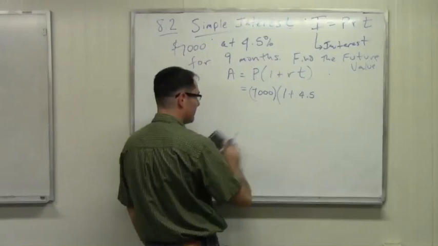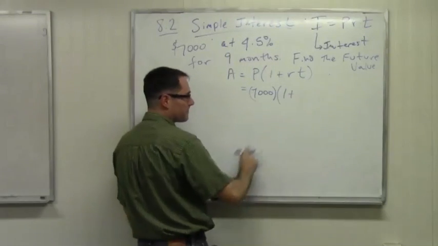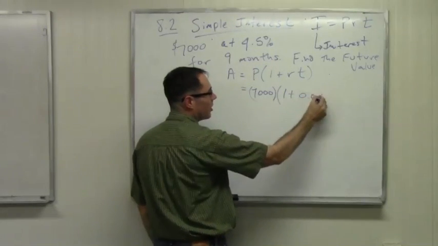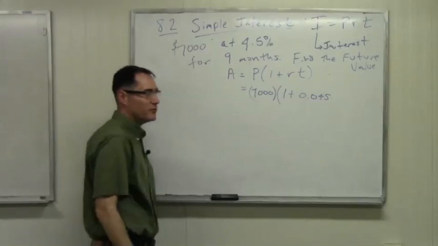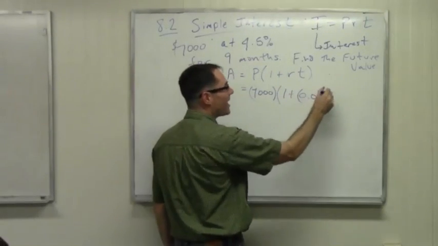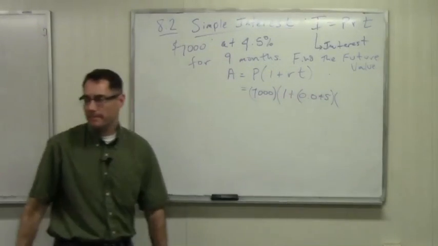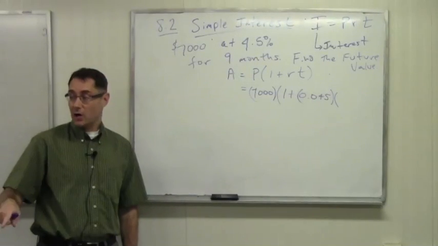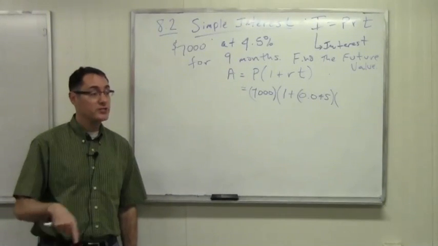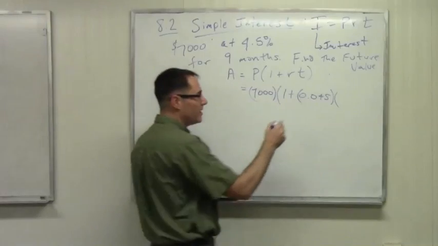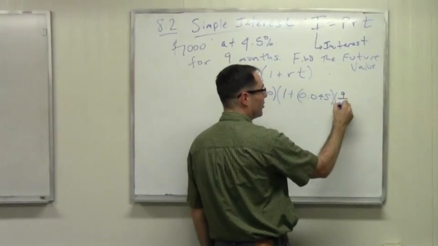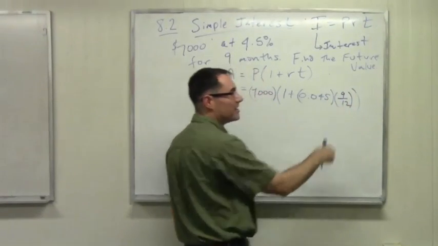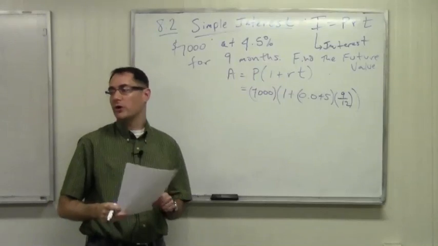Oops, sorry, not 4.5. What is it going to be? 0.045, right? Because we have to do it in a decimal. Times, and how much time are we going to put? We're going to put 9 over 12, which is 0.75. I'll write it as 9 over 12, because that's how many years you're doing this for: 3/4 of a year.